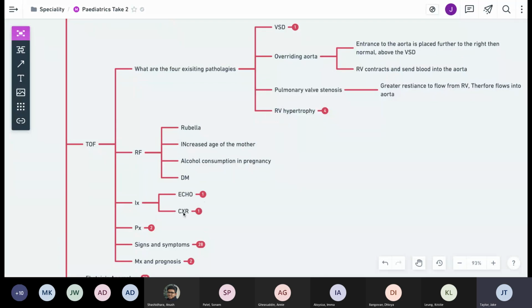Investigations, we're going to echo them. We're also going to do a chest x-ray. I mean, are you going to do a chest x-ray on a baby? Probably not. But if we were to do a chest x-ray on a baby, what would the heart look like?